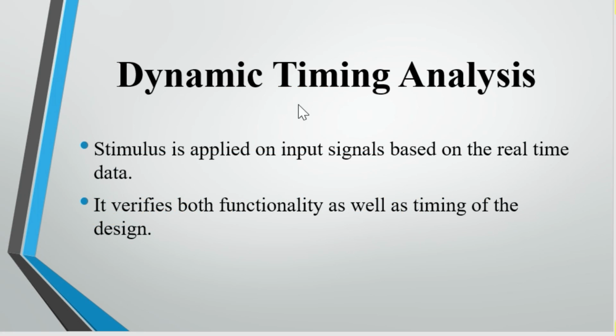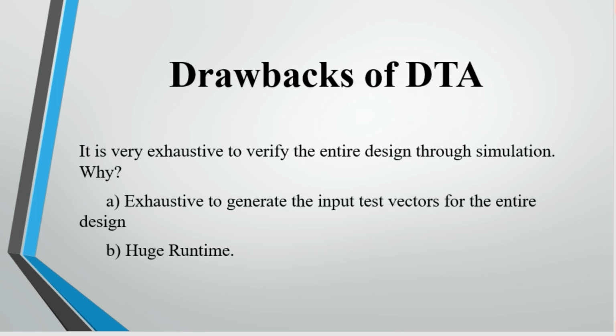In dynamic timing analysis, we apply the real-time input stimulus on the input signals, and because we are applying the real-time input stimulus, we know what output we are supposed to get. So, in dynamic timing analysis, if we get the expected output at the expected time, it means the design is meeting the functionality as well as the timing requirements. Now, the dynamic timing analysis looks perfect, right? It can verify the functionality as well as the timing. Then why do we have to look for other methods to verify the timing? Because it has certain drawbacks.